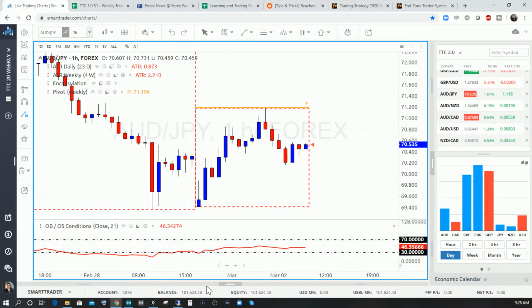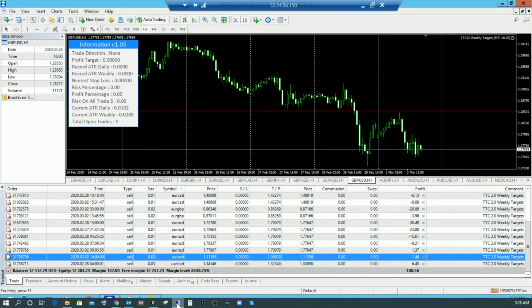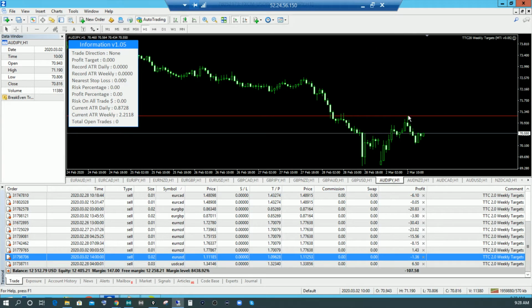All right, is this the one we checked out whether we hit the target or not? No, that was on the pound. Looks like we're going to check on the Aussie JPY as well. Also came pretty close. Now this, take a look over here. If you take a look, that high was at 71.19.